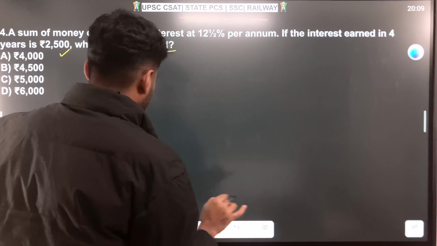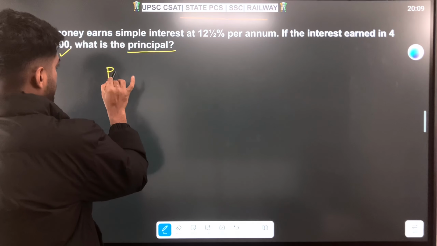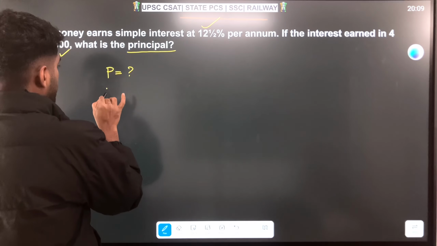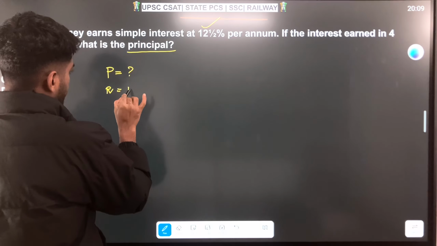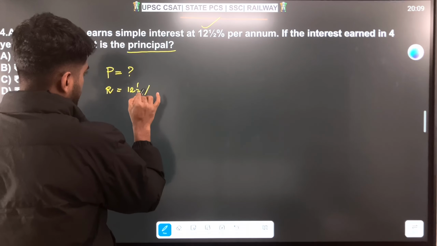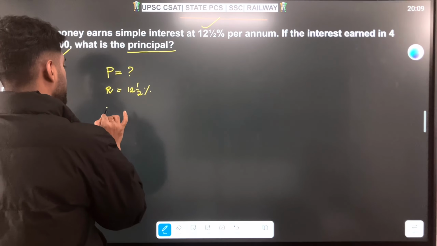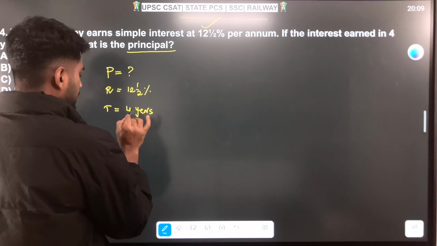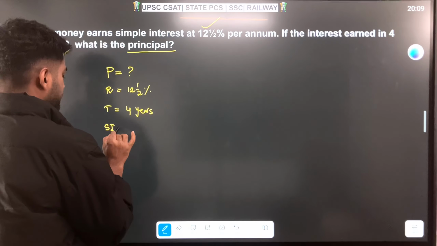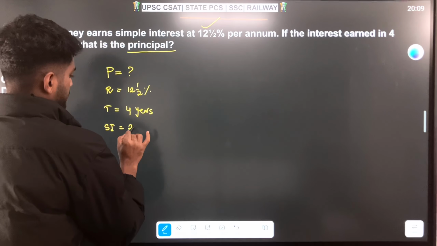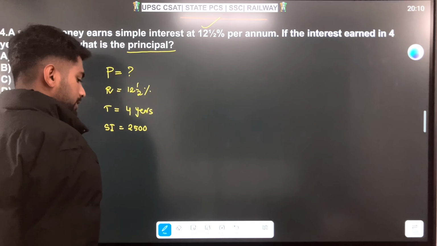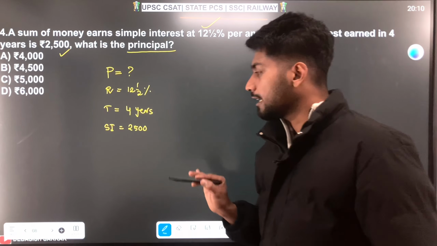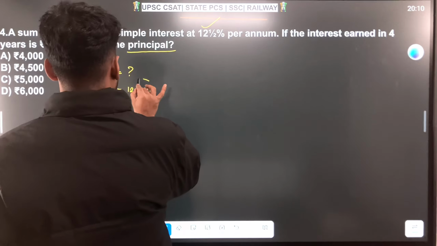Now check it. देखो, in this question we don't have principal. But we have R here, rate of interest, that is 12 into 1 by 2%. We also have time, that is 4 years. And we also have SI, simple interest, that is your 2500. We have interest, that is 2500. ठीक है, समझ में आ गया? Now again make the format as it is.